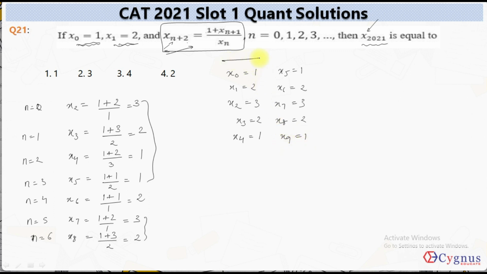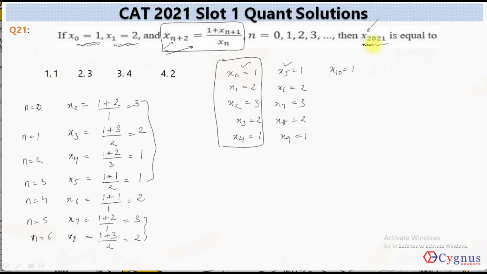So I'll get a pattern of this part. Look at this one: x0, 1, 2, 3, 2, 1. Again I got 1, 2, 3, 2, 1. That means for every next 5 values I'll get the same pattern. This is x0, x5. What is the next value? You'll get x10. x10 must be equal to 1. So the multiple of 5 will always give you 1.